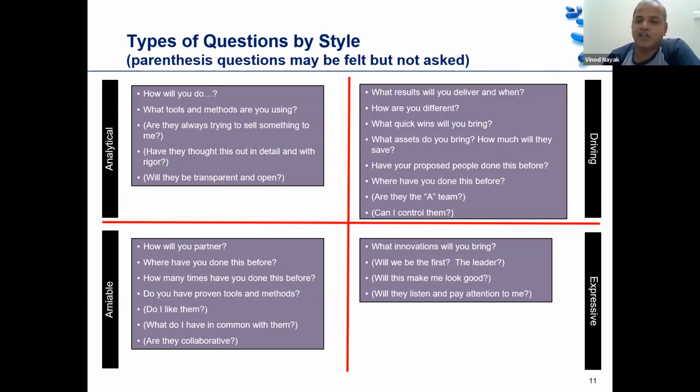The second thing, the way they communicate: how are you different from the others? When you are going for a pitch for your team, these are the questions you will hear. Third question, the way they communicate: what quick wins are you trying to get? How do you change things quickly? Or what assets or value additions do you bring? And how much does it save? You need to quantify that.